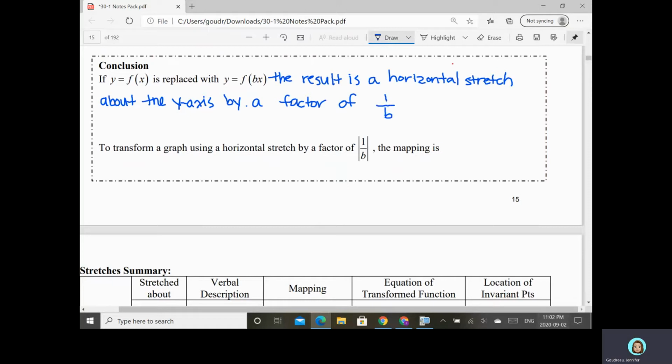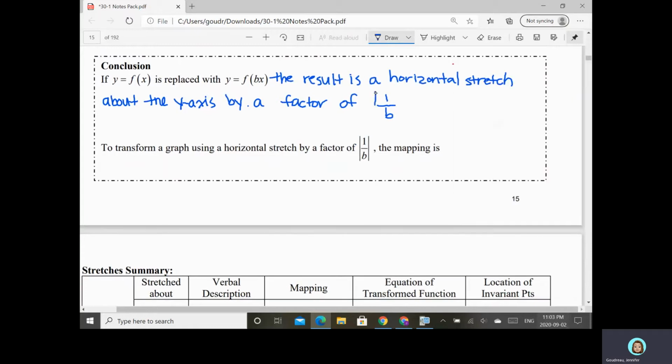And we're going to be even more specific. Sometimes b might be negative, which means that we have a reflection. But if we have a negative coefficient, our stretch factor is going to be the absolute value of b. We always want our stretch factor to be positive.